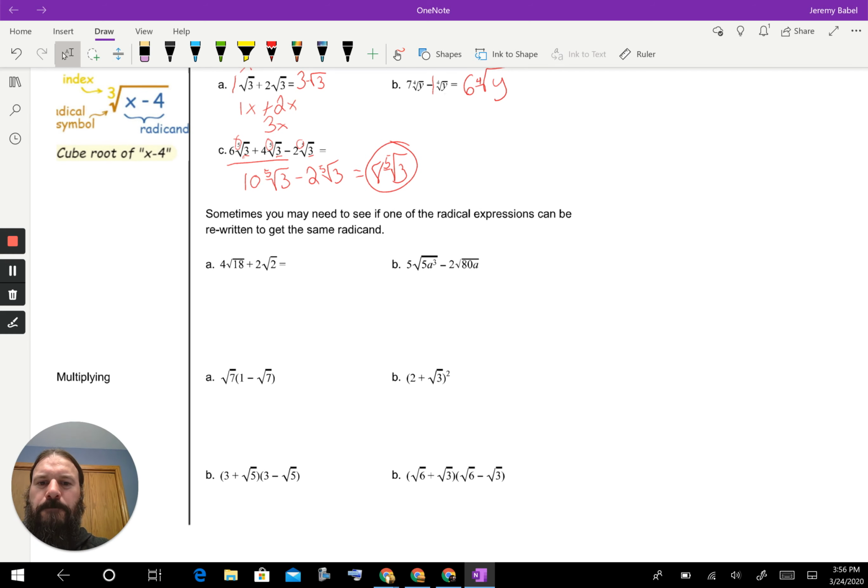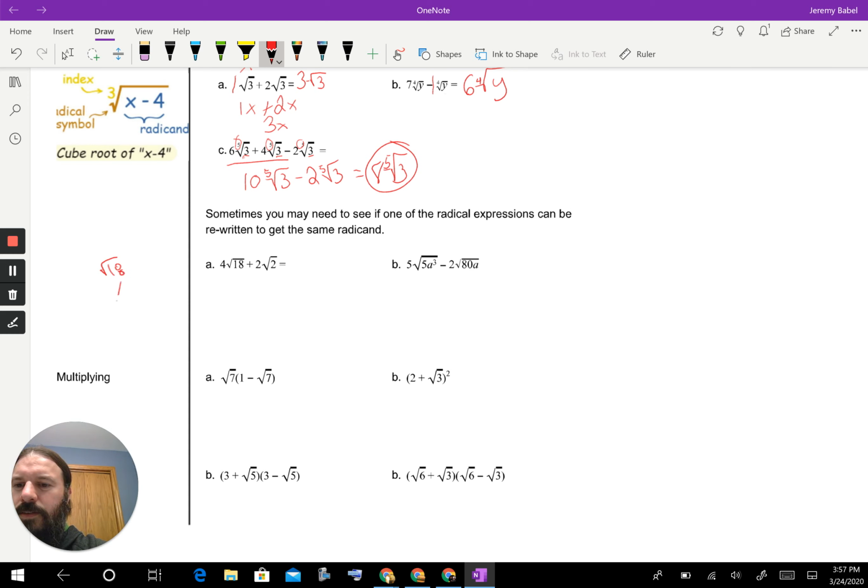All right, sometimes in order to be able to do this type of simplification, we need to first rewrite one of the radical symbols in order to get the same index and the same radicand. So with this first example here, for square root of 18 plus 2 root 2, we have the same index. They're both square roots, so you can't see it, and it's not written, but those would be a 2 for the index. The radicands are different, though. So we'd have to look, is there any way we could rewrite the square root of 18? I'll just do that off on the side here.